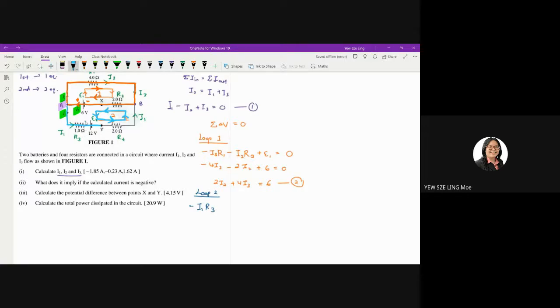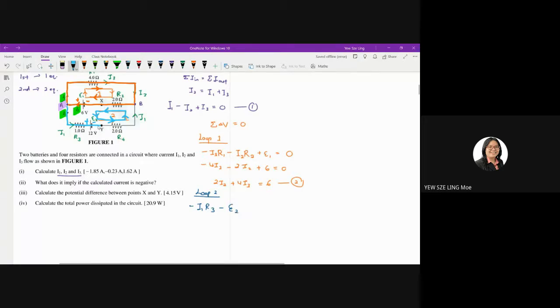As I keep moving, what happens when I pass through this 12-volt battery is that now I'm traveling from the positive terminal towards the negative terminal. I'm traveling from somewhere with higher potential towards a lower potential, meaning that they experience a potential drop. If it experiences a potential drop, then it will become a negative EMF. So I have negative EMF 2 in this case.